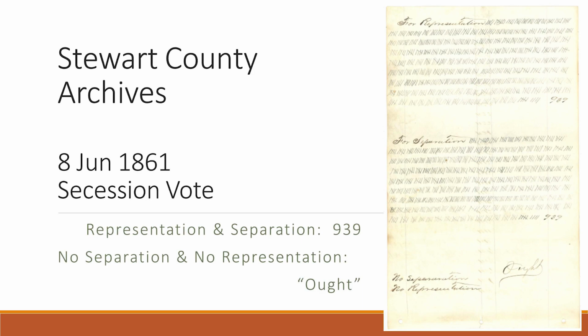939 names were listed. How many people lived in that district? About 200. But somebody, by candlelight overnight, came up with 939 names to put on this election return. Same district. For representation, unanimous. Everybody voted for representation, everybody voted for separation. The total down at the bottom for no separation says nil. So there were some shenanigans going on in this district. About 700 names were fabricated by somebody.